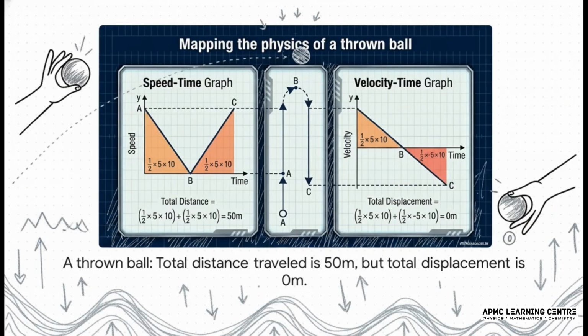Let's make this super clear with an example. Imagine you throw a ball straight up into the air. It goes up, then comes back down, right? The total distance it traveled might be, say, 50 meters. But what's its final displacement? Well, it's 0, because it landed right back where it started. A velocity graph shows this perfectly. You'd see a positive velocity as it goes up, and then a negative velocity as it comes down. The positive area under the graph gets completely canceled out by the negative area. It's a perfect picture of the journey.